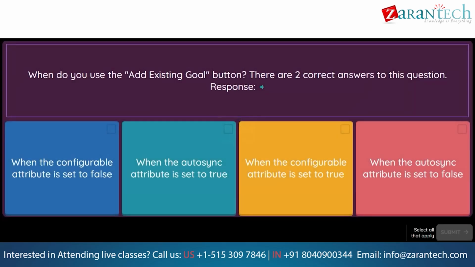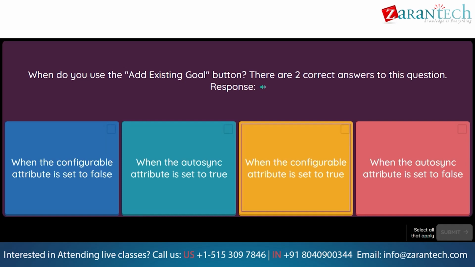Question: when do you use the Add Existing Goal button? There are 2 correct answers to this question. Response. Option 1 when the configurable attribute is set to false. Option 2 when the auto-sync attribute is set to true. Option 3 when the configurable attribute is set to true. Option 4 when the auto-sync attribute is set to false.